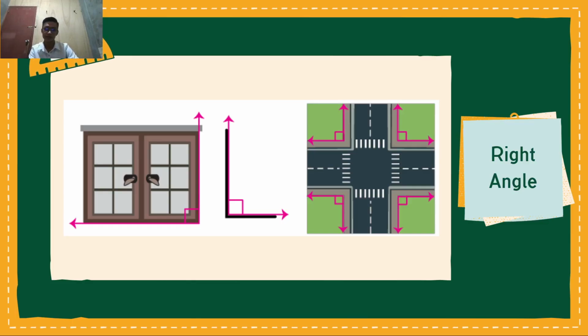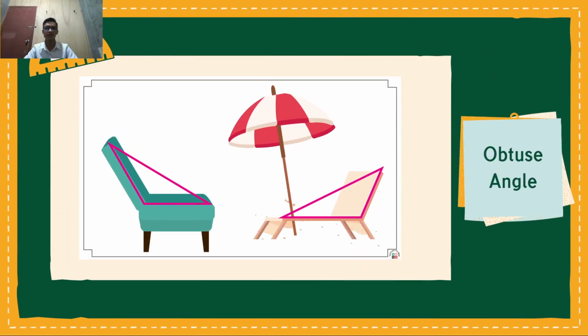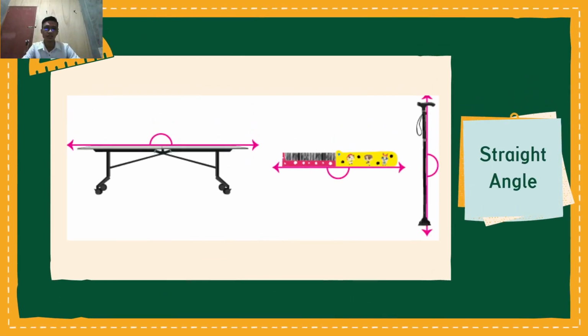Another one we have on the next slide. This is an example of an obtuse angle. Makikita natin ito sa mga beaches, right? Sa resorts. Okay. Another one, last but not the least, is the straight angle, right? As you can see there, we can see a table. On the second example, we can see another ruler. And this one is a rod or tungkod. Okay? It can form a straight angle.